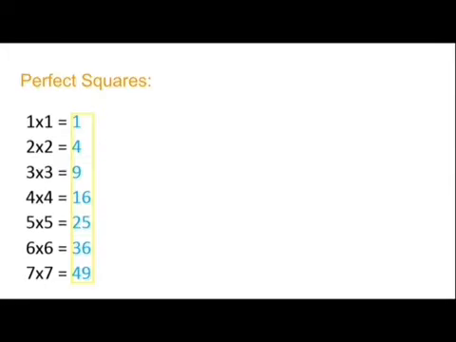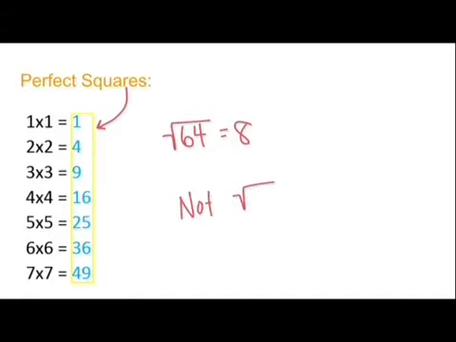The next type of number I want you to know about is perfect squares. Perfect squares are numbers that are made by squaring a whole number. For example, all of these in this yellow box are perfect squares. So 64 is a perfect square. When we take the square root of a perfect square, it is a whole number. One example of a number that is not a perfect square is 5, because the square root of 5 is not a whole number.